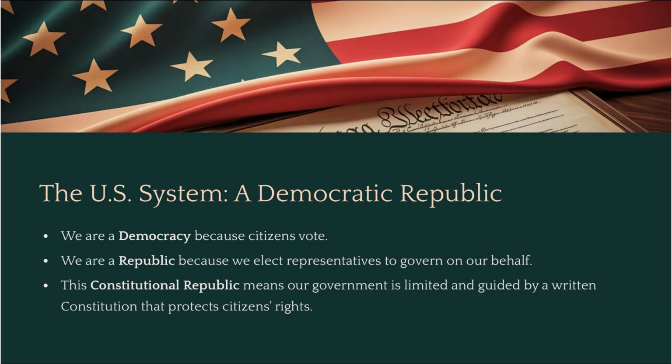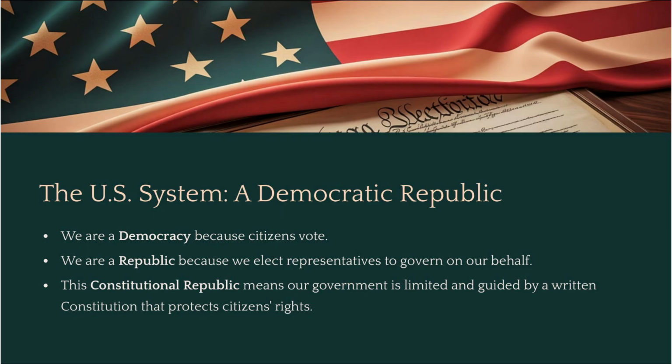So what is the United States? We're a bit of a mix. We are a democracy because citizens get to vote for their leaders and laws. But we're not a direct democracy. You don't vote on every single law yourself. That would be impossible with 330 million people.